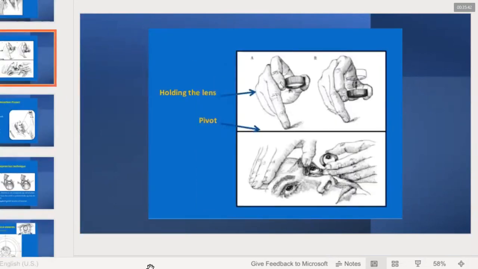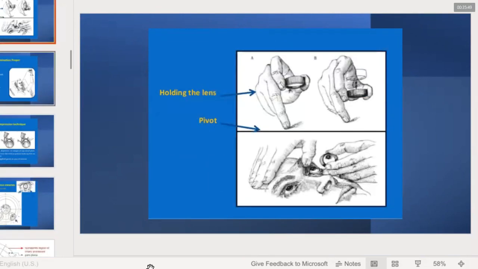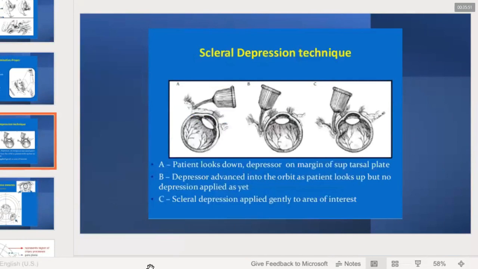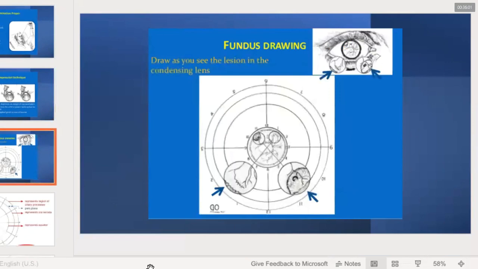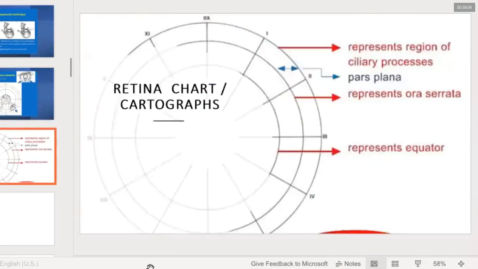This is if we are using the BIO. This is how we hold the lens. Okay, and then sometimes we need to use scleral depression to see the peripheral structures.